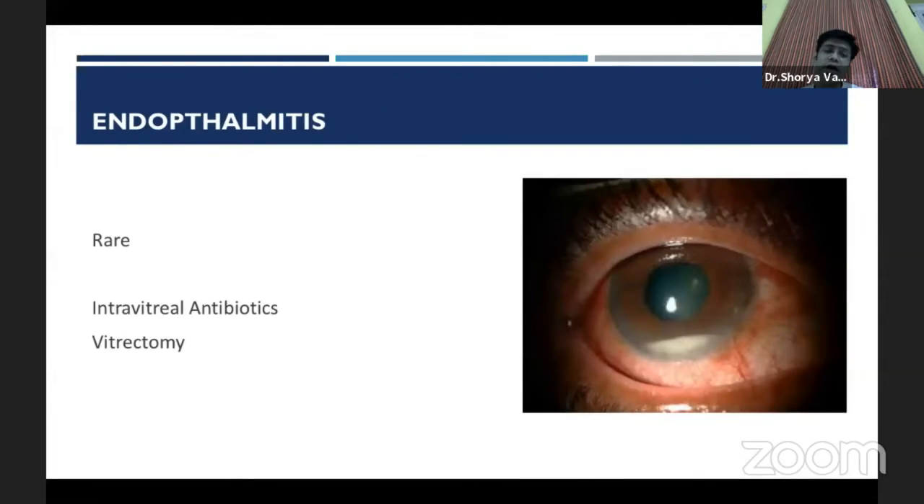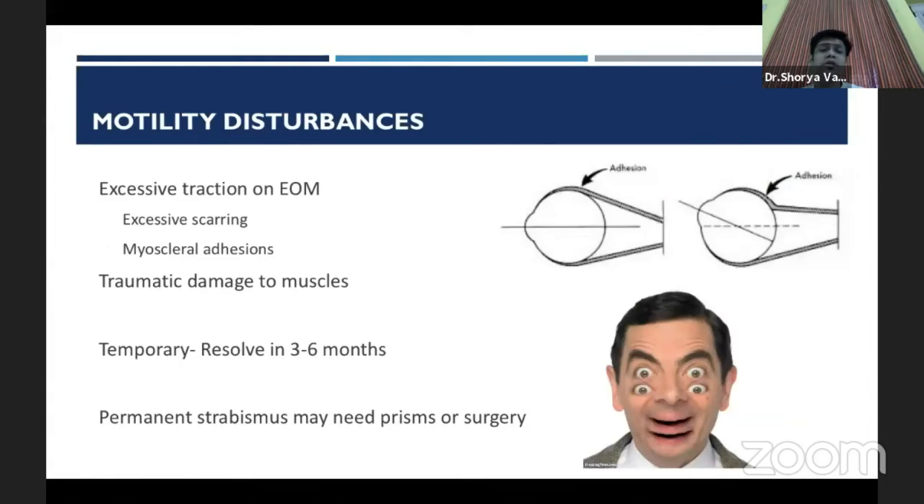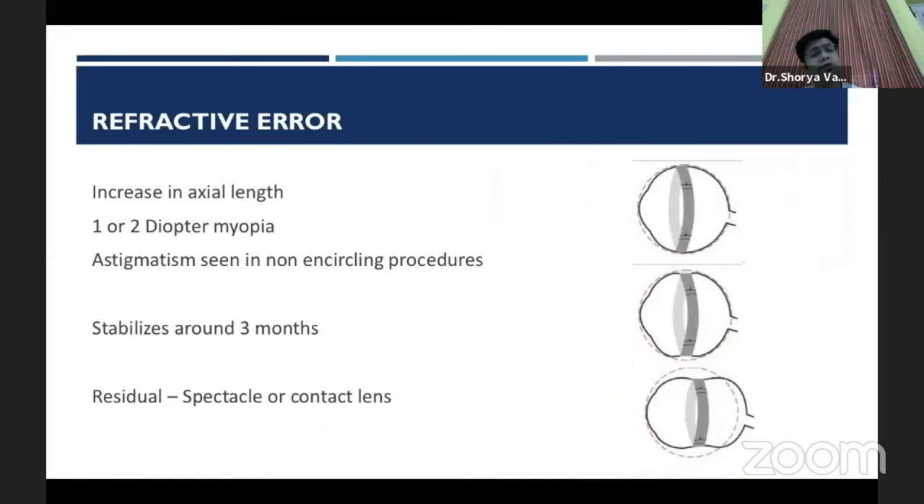Endophthalmitis, although very rare as it is an extraocular procedure, might occur, and standard protocols can be followed by giving intraocular antibiotics, and if not, then going in for vitrectomy. Motility disorders can present due to excessive traction on the extraocular muscles or traumatic damage of the muscles. They do resolve in 3 to 6 months, so it's preferable to wait for 3 to 6 months before you take a decision to go in for a squint surgery.